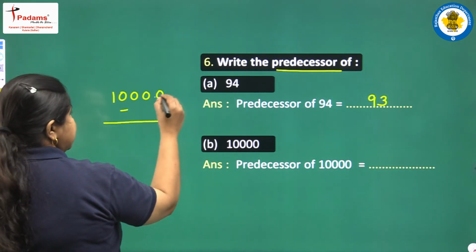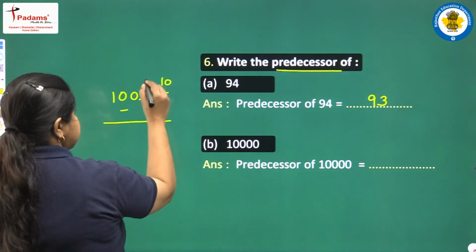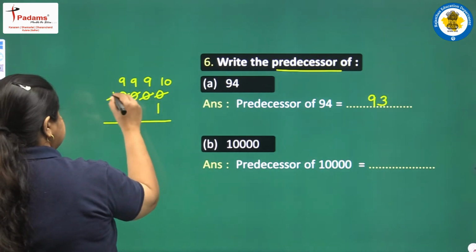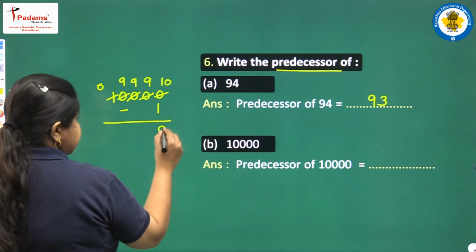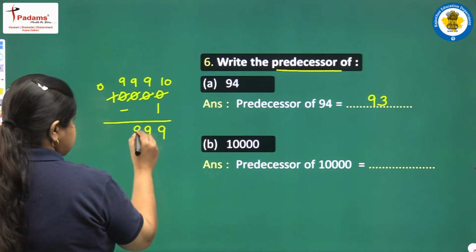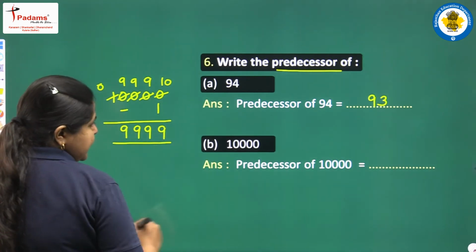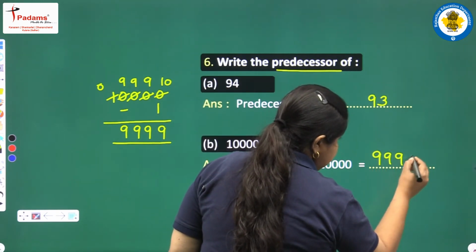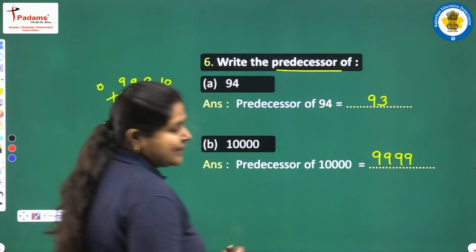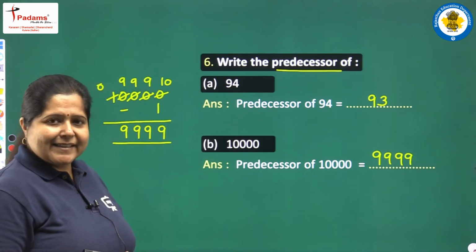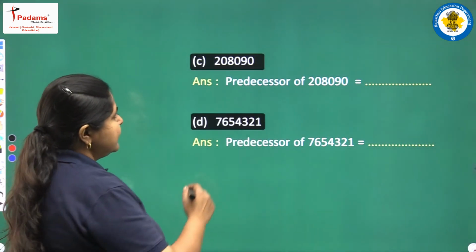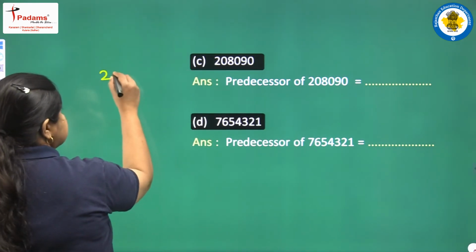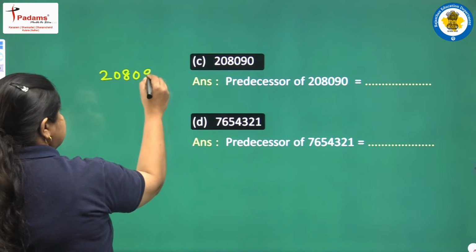What do we get? It will become 10, it will be reduced to 9, again 9, again 9 and 0. It is 9, 9, 9 and 9. So, we have the predecessor of 10,000 as 9,999. Then next one, we have to find its predecessor. Again we will subtract 1 from it.